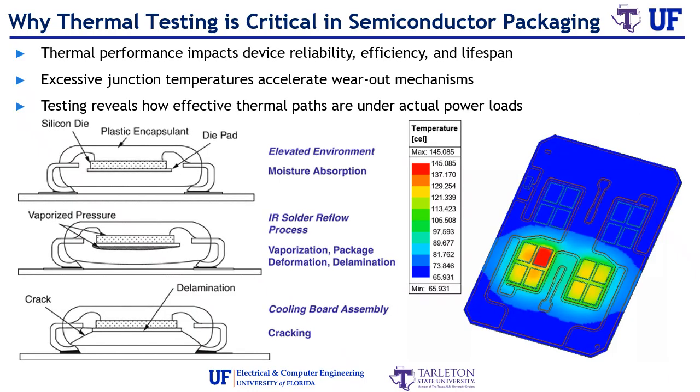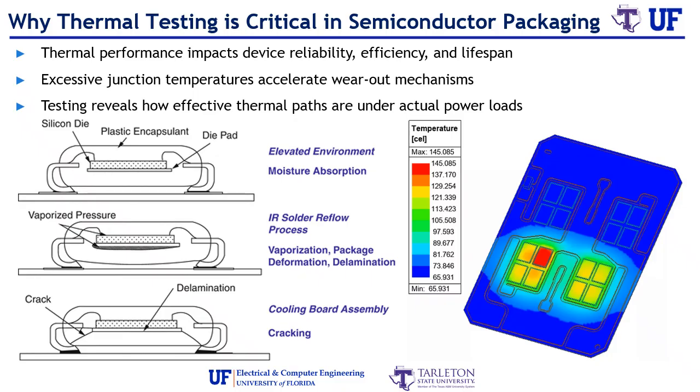Thermal performance plays a major role in device reliability, efficiency, and lifespan. As semiconductor devices continue to shrink in size and increase in power density, managing heat becomes one of the biggest challenges in packaging design. When junction temperatures rise too high, they accelerate wear-out mechanisms such as electromigration, die cracking, delamination, and material fatigue. Over time, these effects can cause permanent damage and failure, especially under repeated thermal cycling.